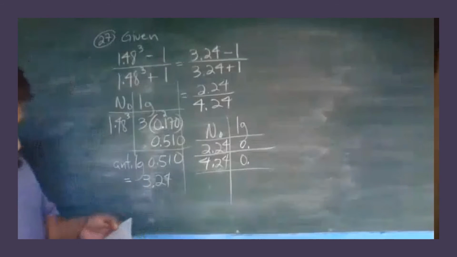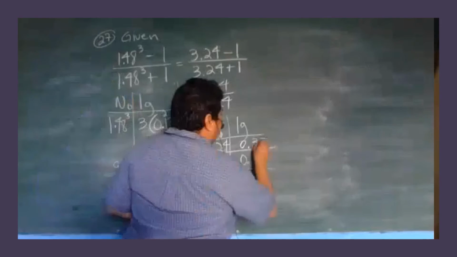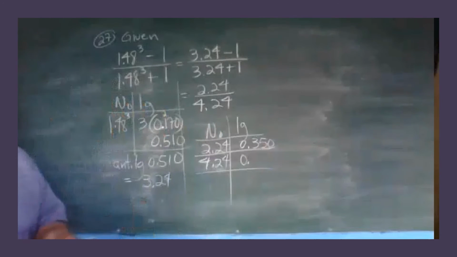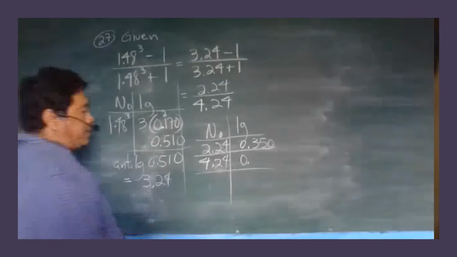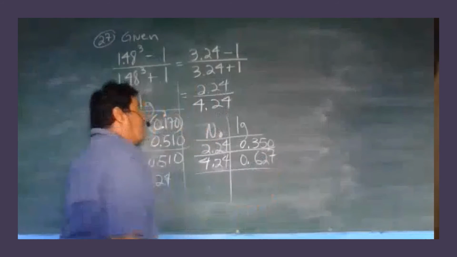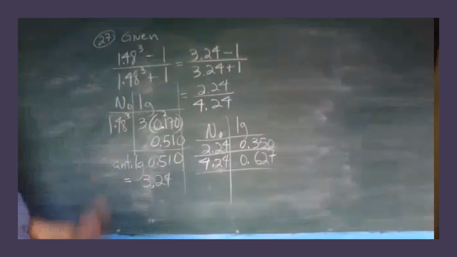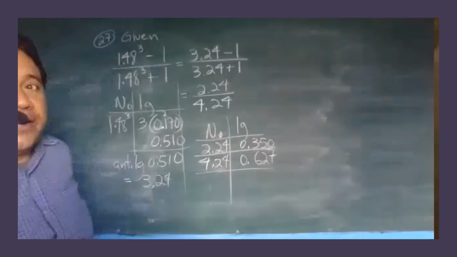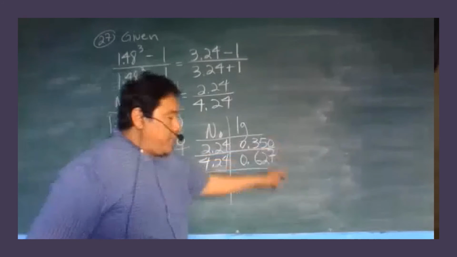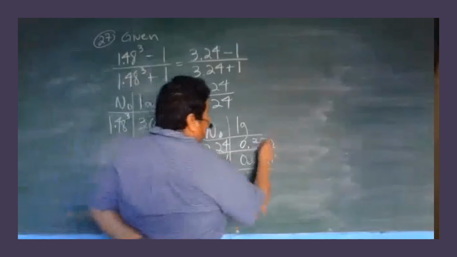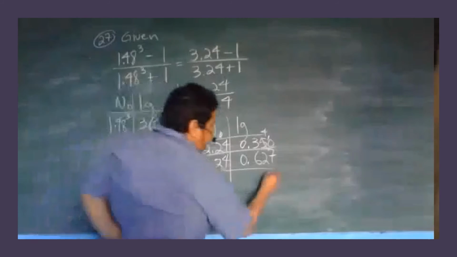So 2.2 on primary column, 4 on primary row is 0.350, and 4.2 in primary column, 4 in primary row is 627, which should automatically tell you something. This is going to be or contain a negative characteristic. Alright, so let's see. 0 minus 7 cannot go. I will borrow from the 5, which will become 4. 10 minus 7 is 3.